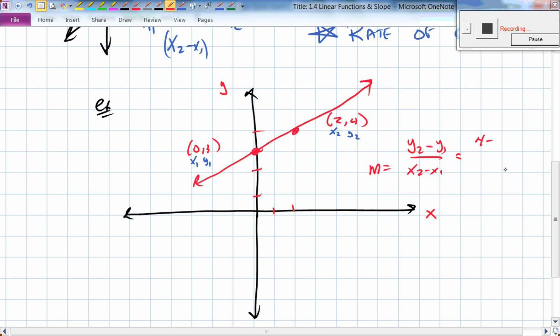4, good. Minus, what's the value of y1? 3, good. What's the value of x2? 2. What's the value of x1? 0. So that gives me 1 over 2. Is that right? So that's my slope.